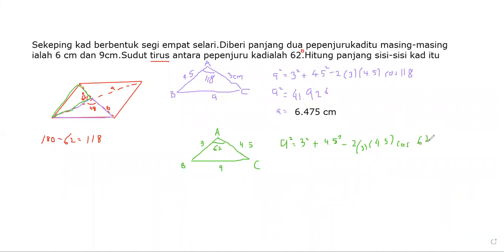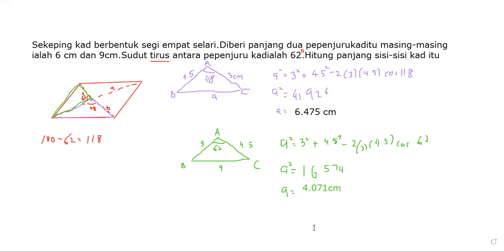So now once I have finished calculating my right hand side, I should be obtaining a value of 16.574. And once I do that, I square root, and the answer that I will get is actually 4.071 cm.